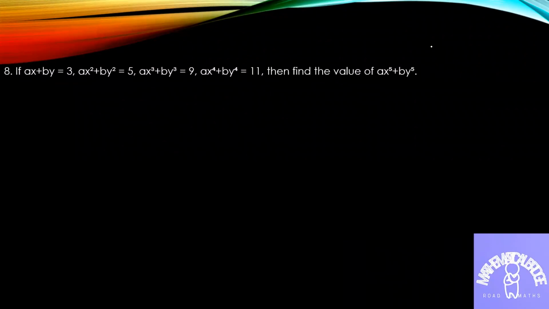So in this question, it is given that ax plus by equal to 3, ax square plus by square equal to 5, ax cube plus by cube equal to 9, ax4 plus by4 equal to 11. Then find the value of ax5 plus by5. Since much time is already spent, I will solve this question without giving any more time. Take 20 seconds to understand this question.